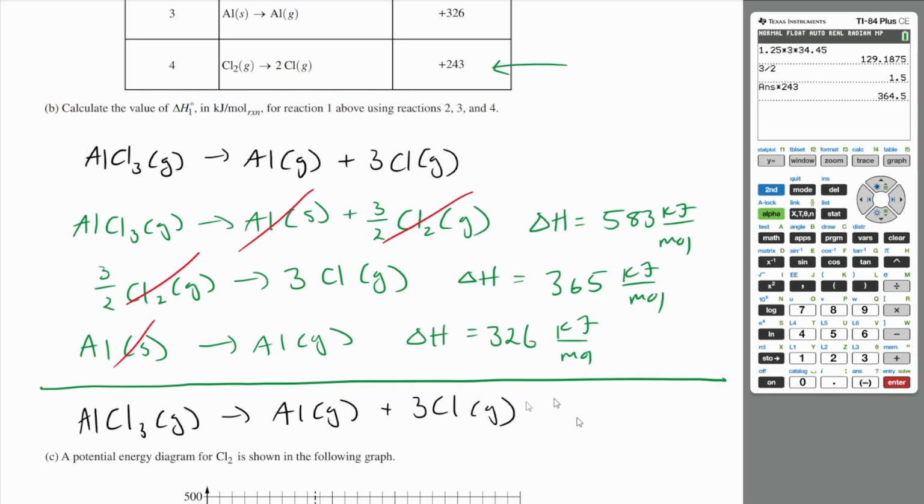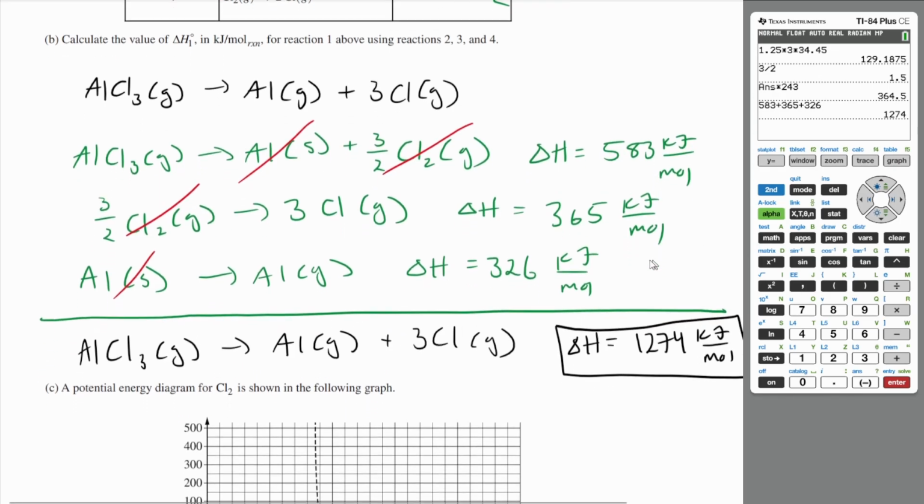So what's the overall delta H of this? Well, we're just going to have to add up all of these individual delta H's. So 583 plus 365 plus 326, and that is 1,274 kilojoules per mole. And that is your answer.